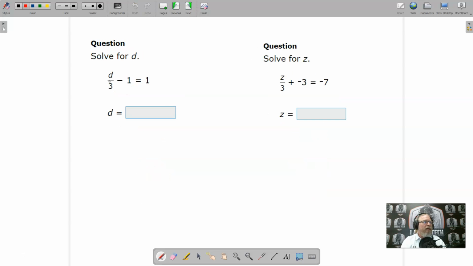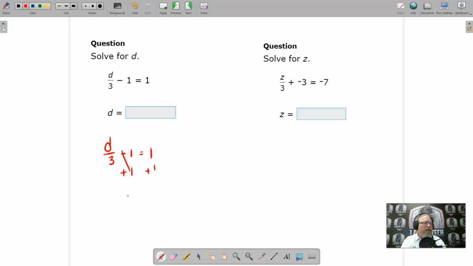Solve for d. Oh, here's an interesting one. We haven't seen something like this yet, at least not in this activity today. So d over 3 minus 1 equals 1. So before we deal with the d being divided by 3, we need to deal with the negative 1. So let's go ahead and add 1. And what we do to one side, we're going to do to the other.